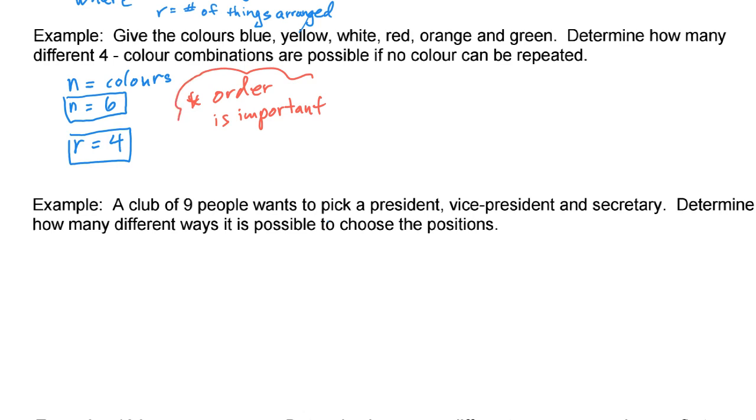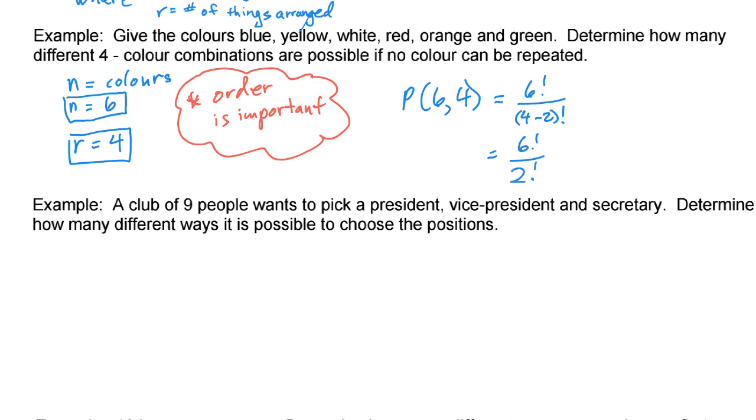When you realize that, you can say you have n is 6 and r is 4. So now we can write P of 6, 4. We can punch that onto our calculator, or we can write it as 6 factorial divided by (6 minus 4) factorial. If you can't punch that in your calculator, you can at least punch in 6 factorial divided by 2 factorial, which simplifies to 360. So that means there are 360 ways for this to happen.